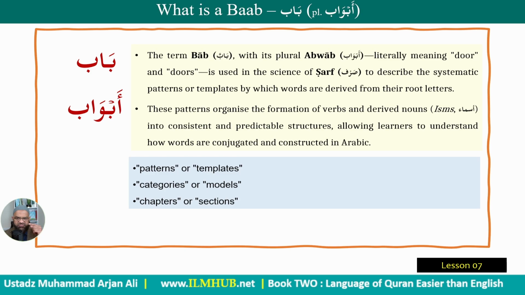We've covered this word before in book 1. It is used for the science of Sarf. So basically it tells us the scale pattern of the madi, mudari, the amr, all the verbs and all the derived nouns that come. These patterns organize the formation of verbs and derived nouns, asma, into consistent and predictable structures. What that technical term means, that is predictable, you know exactly. So as soon as you know the root, the Baab it follows, you can make the rest of the words yourself, allowing learners to understand how words are conjugated and constructed in Arabic.